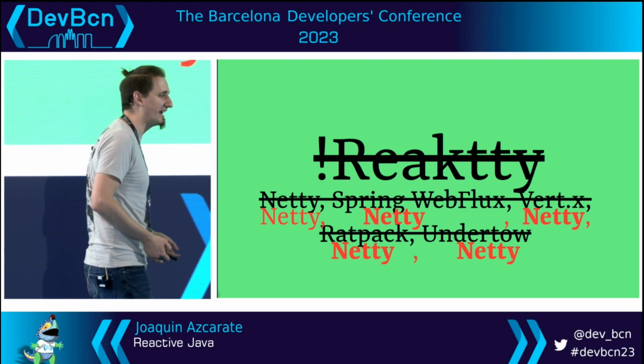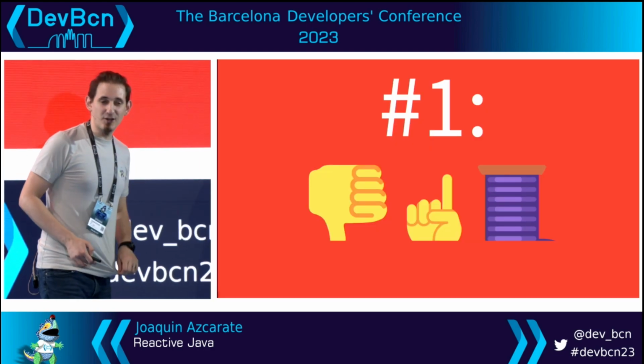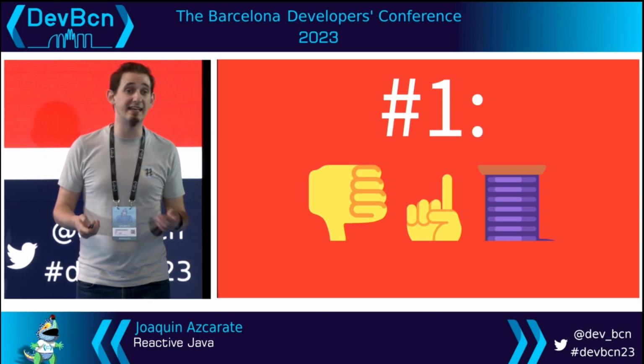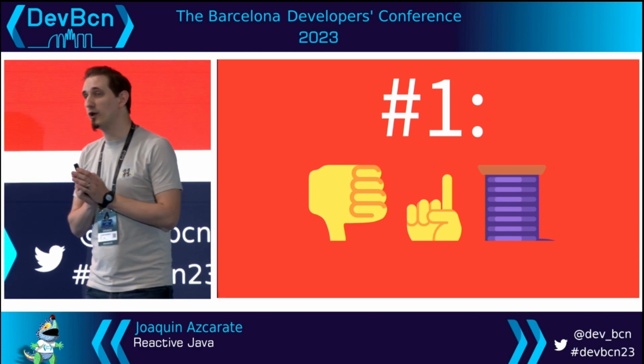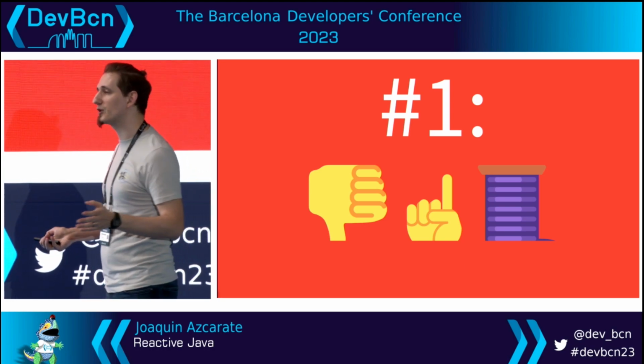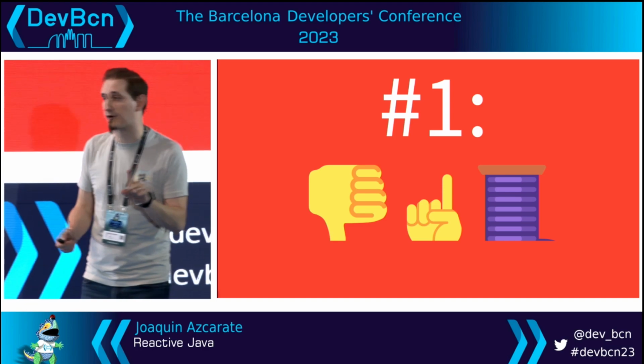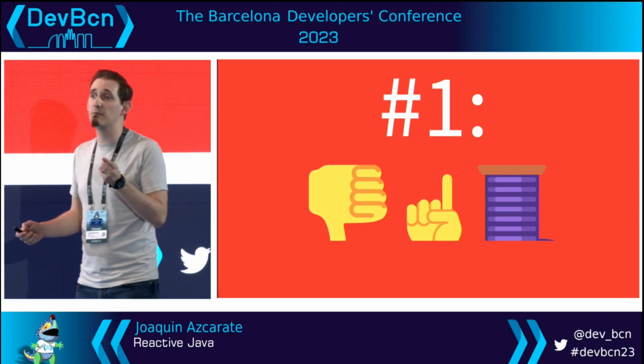I personally prefer Netty. So the first key takeaway of reactive programming in the web is that we need to do reactive all the way. Otherwise, it's worse performance than only using one thread. And nobody in their right mind would use one thread.